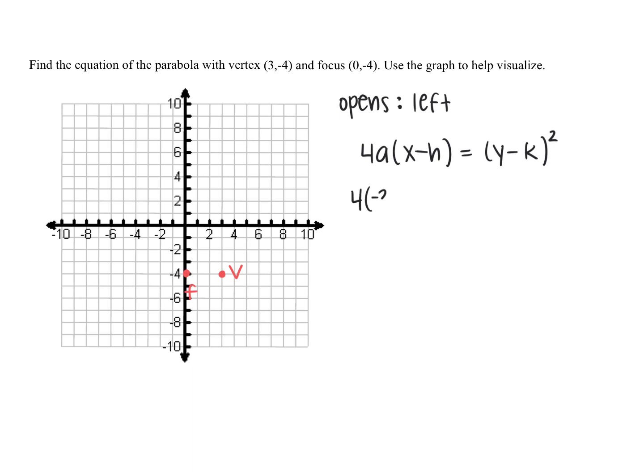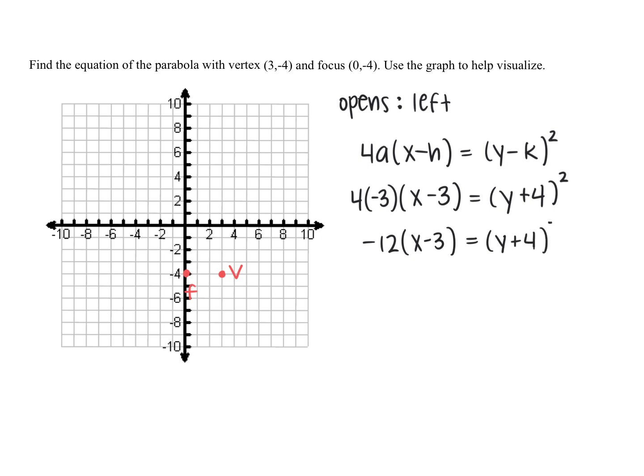So it's going to be 4 times negative 3, and then x, and then our x value from our vertex is 3, so the opposite of that would be negative 3, equals y, and then negative 4 is the y value for my vertex, which would be written as plus 4, squared. And then 4 times negative 3 is negative 12, so I have negative 12 times (x minus 3) equals (y plus 4) squared. And that is the equation of our parabola with a vertex at 3, negative 4, and a focus at 0, negative 4.